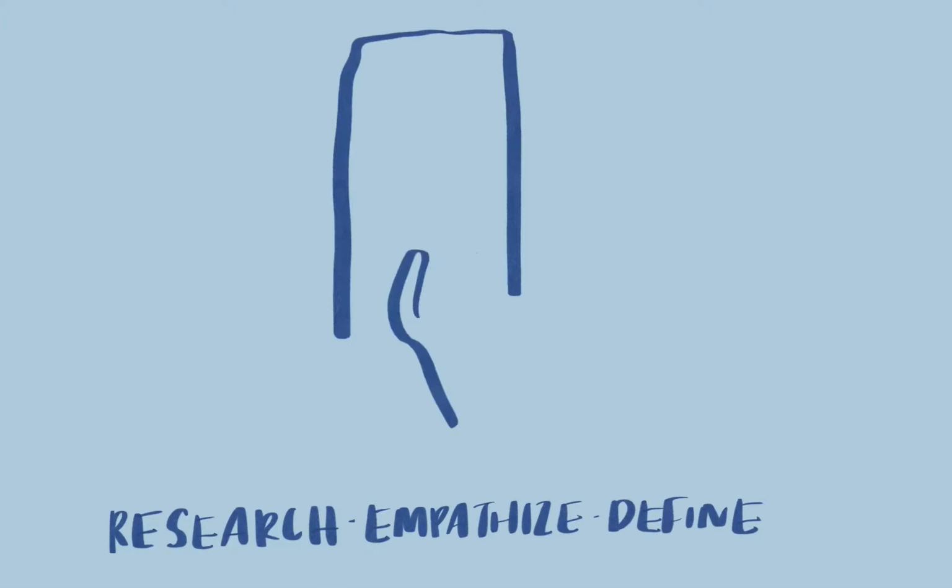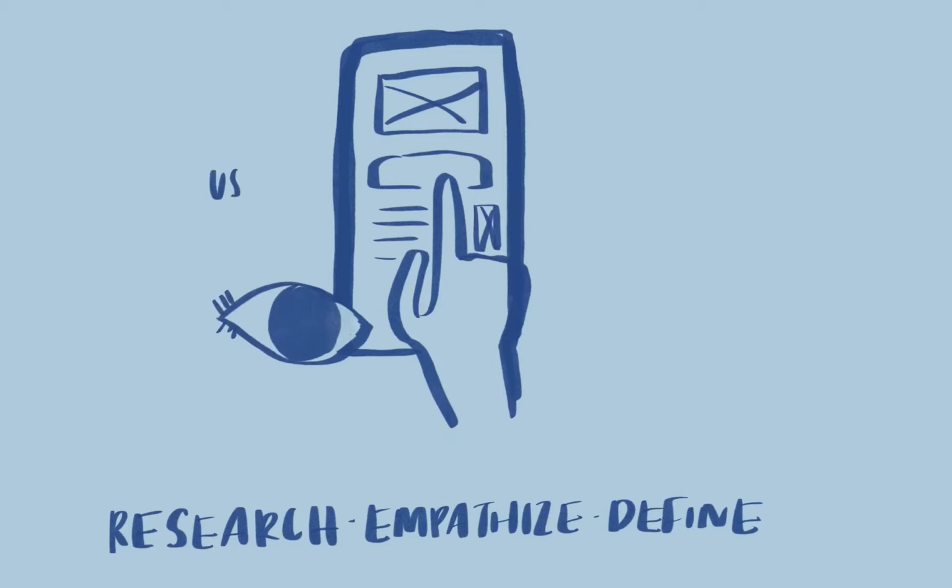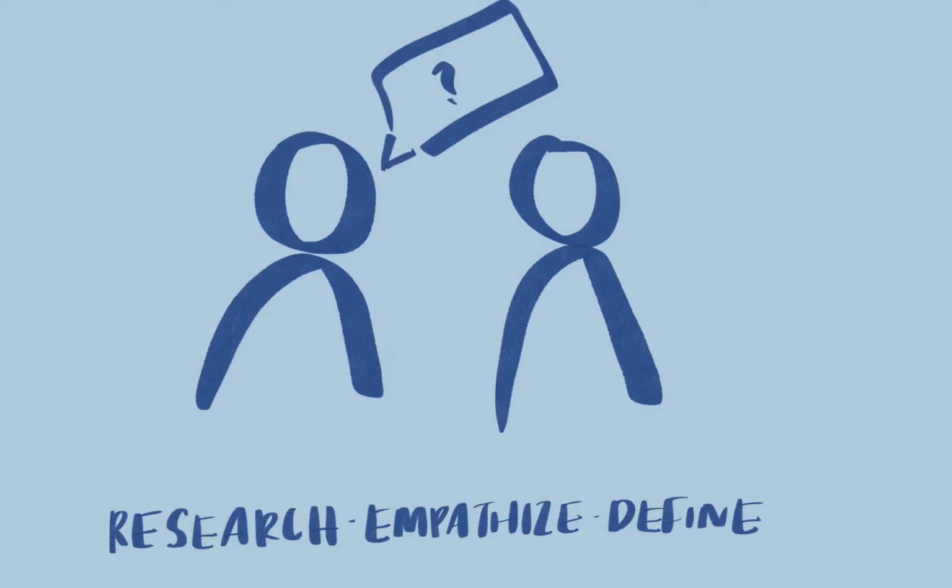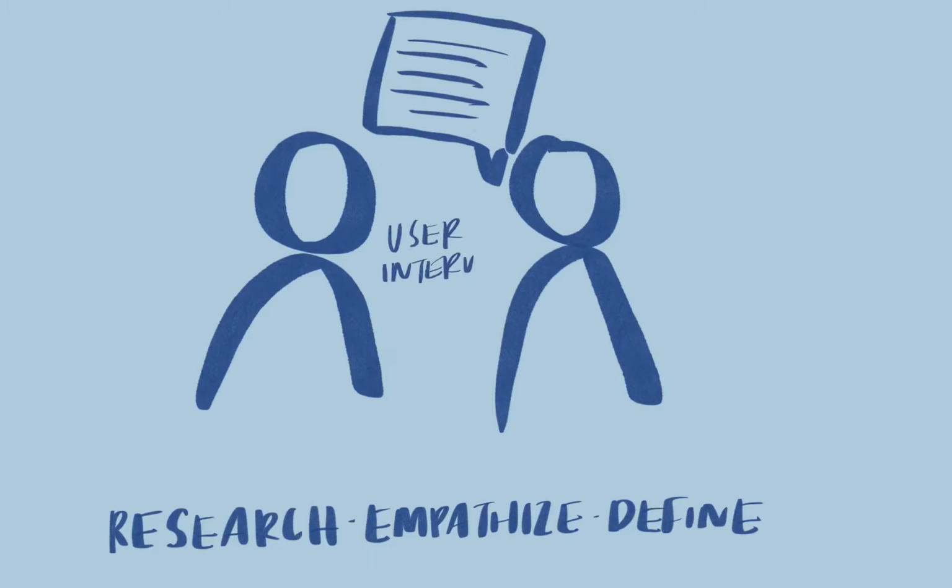The first phase is discovery, and you might hear this phase referred to as the empathize phase, or understanding, or defining the problem. And basically, you're just conducting research to develop a better understanding of your users and the problem.